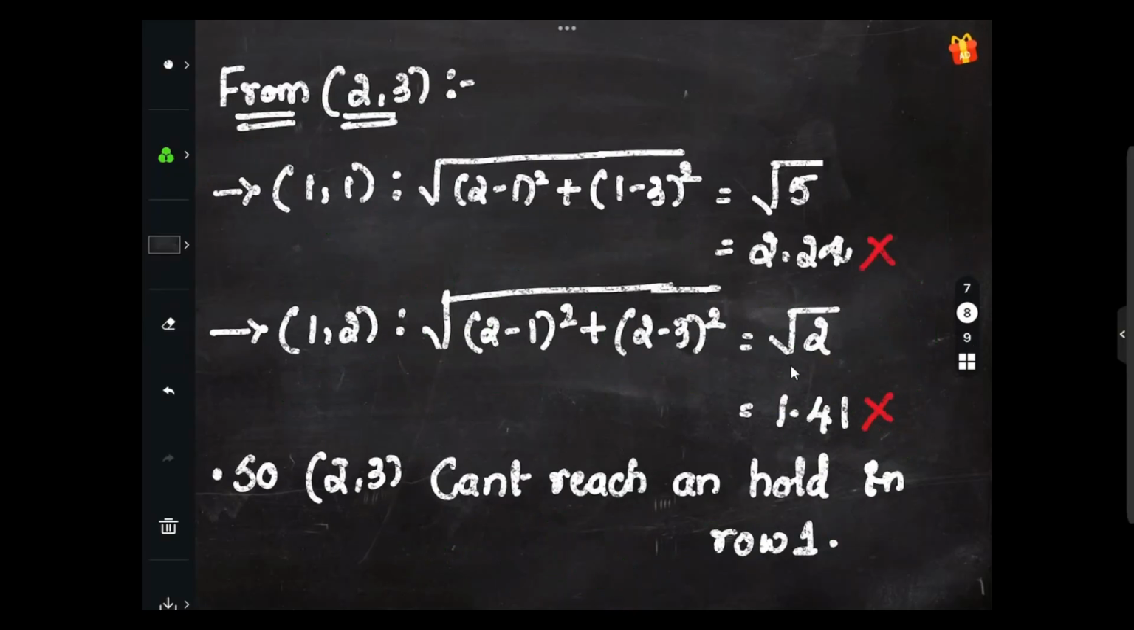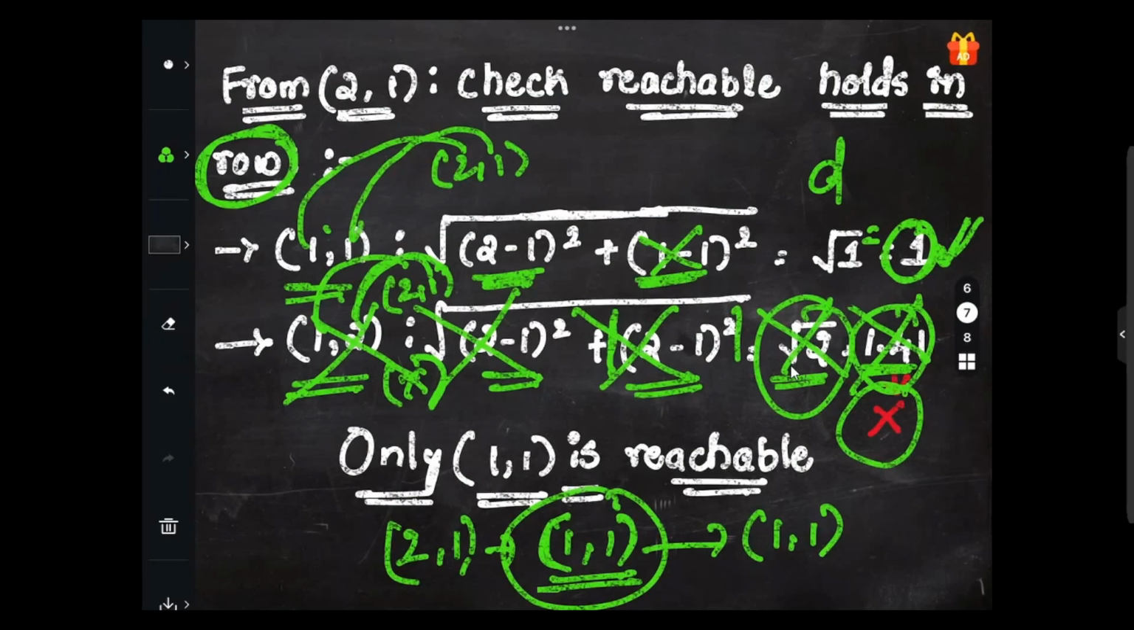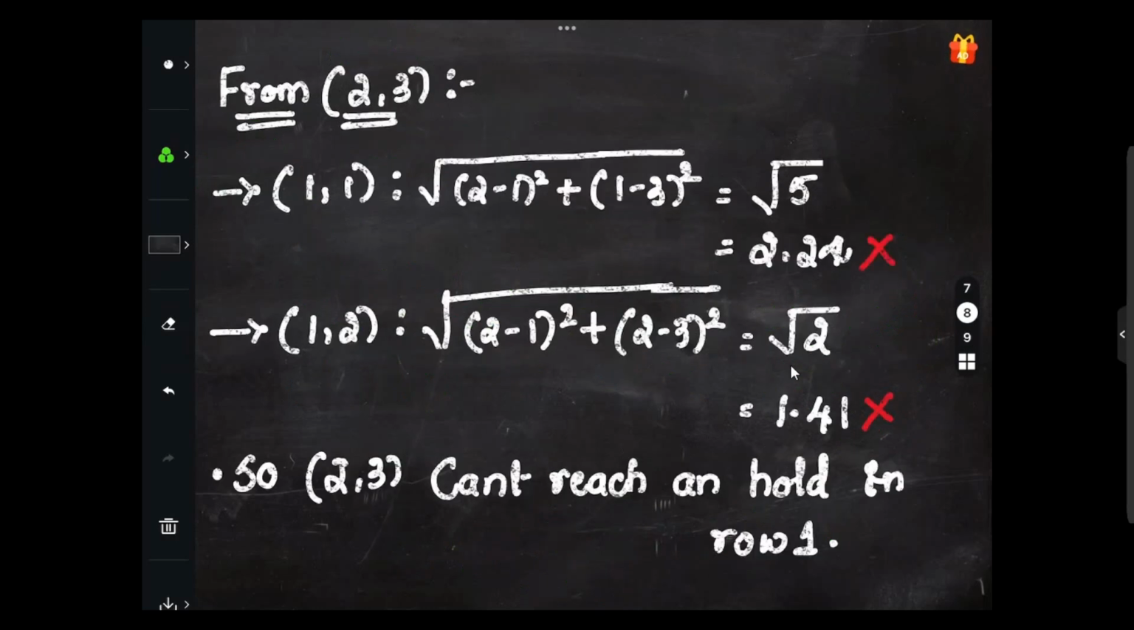Let's move on with the next part, from 2 comma 3. Since we considered 2 comma 1, we are checking whether reachable holds in the row. We checked from row 2, 2 comma 1 where x was present. In the second row, x was present in 2 comma 3 as well, so we have to check 2 comma 3 too. Now we check 1 comma 1 and 1 comma 2 against 2 comma 3. We apply the Euclidean formula: 2 minus 1 whole square plus 1 minus 3 whole square.